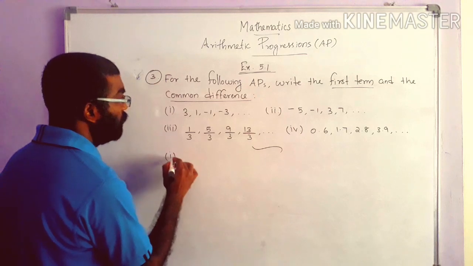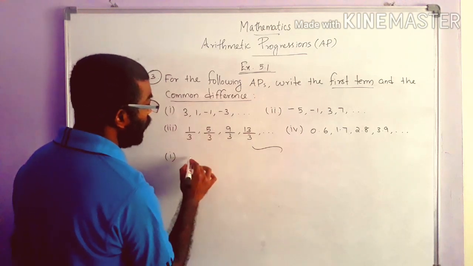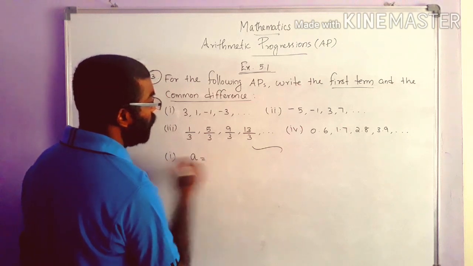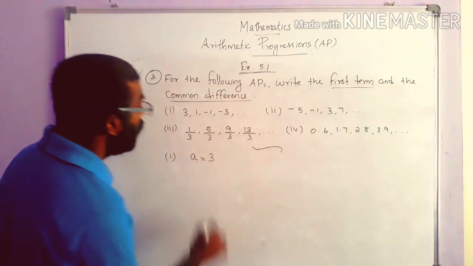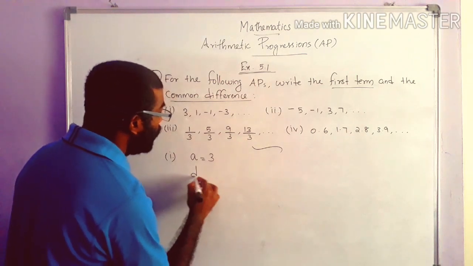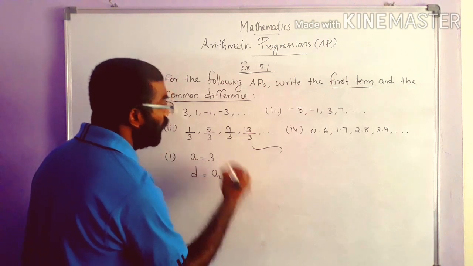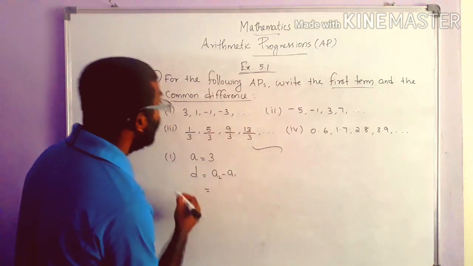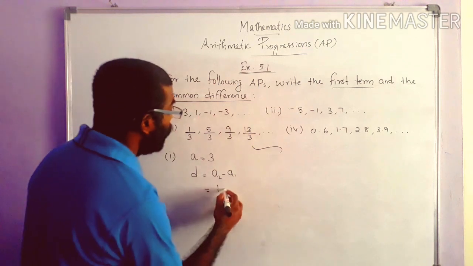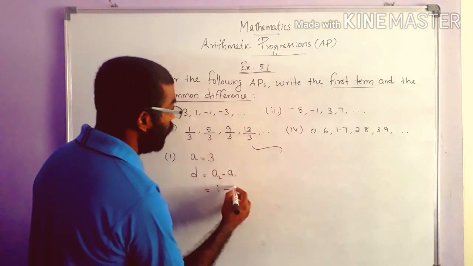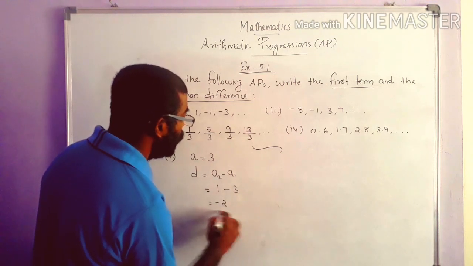For the first one, the first term is given as 3 and it is denoted by the letter A, small letter A. So A is equal to 3. And we know common difference D is given by A2 minus A1. So here A2 is 1, A2 means the second term. A2 minus A1, the first term, 3. 1 minus 3, which is equal to minus 2.